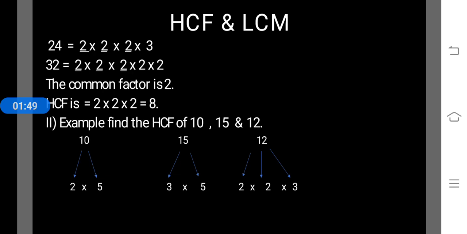The second example, find the HCF of 10, 15 and 12. 10 can be split into 2 into 5. Both 2 and 5 are prime numbers, so there is no further division. 15 can be split into 3 into 5. 3 and 5 are also prime numbers. The next one, 12, is split into 2 into 2 into 3.